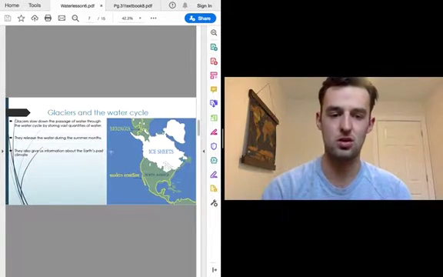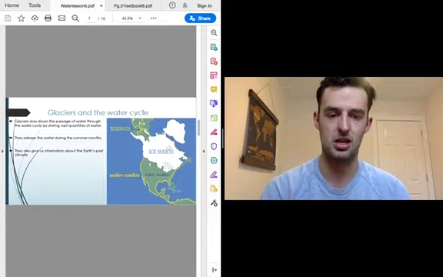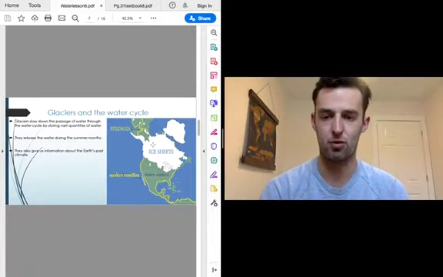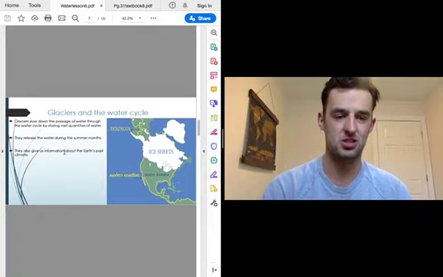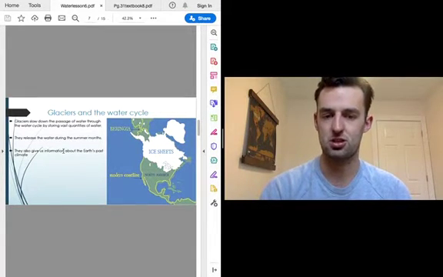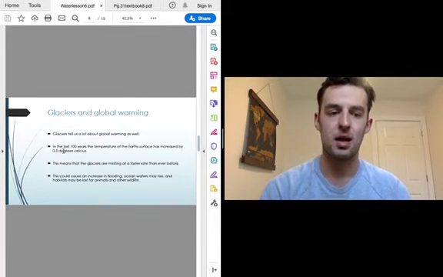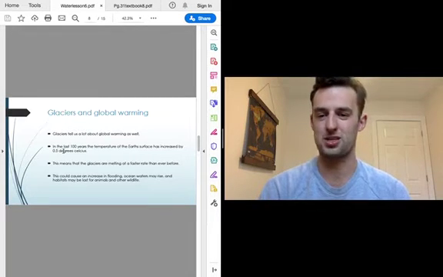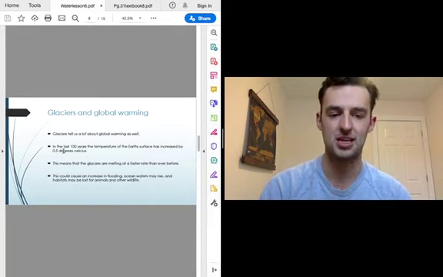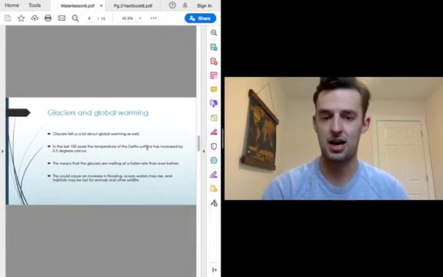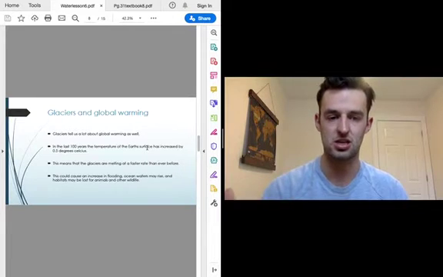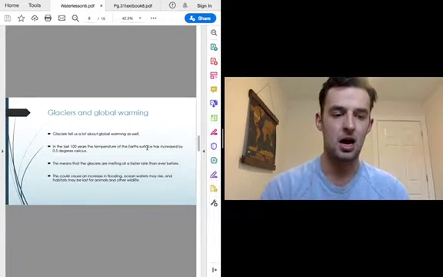Just glaciers and the water cycle. So this is what North America used to look like before everything started melting. We started getting a little bit warmer. And so this is just some information for you guys to look at as well. Glaciers and global warming. So I won't get too much into this, but just some of the points. In the last 100 years, the temperature of the Earth's surface has increased by half a degree over the last 100 years, every year kind of thing.